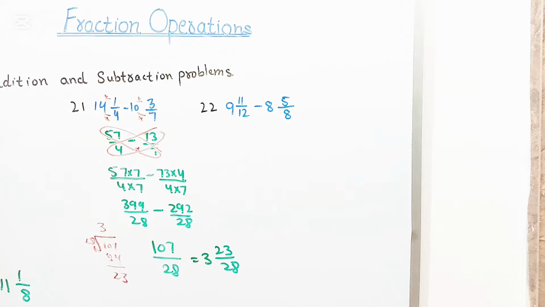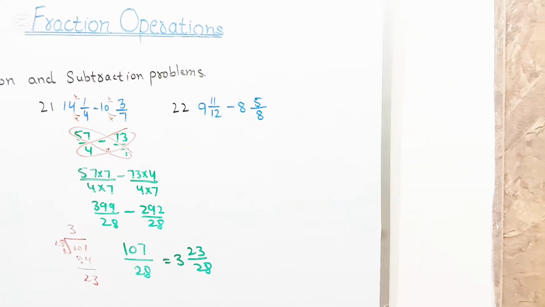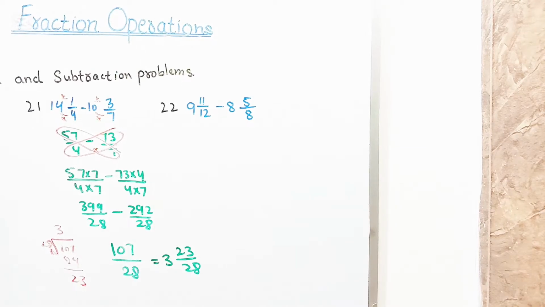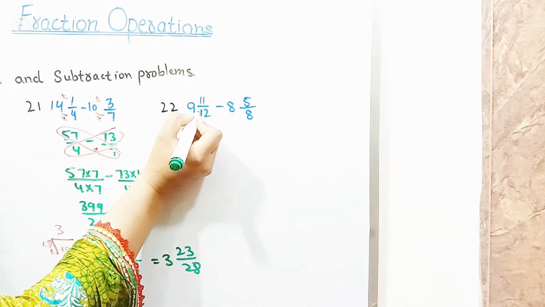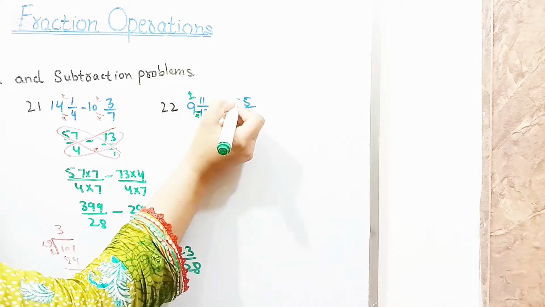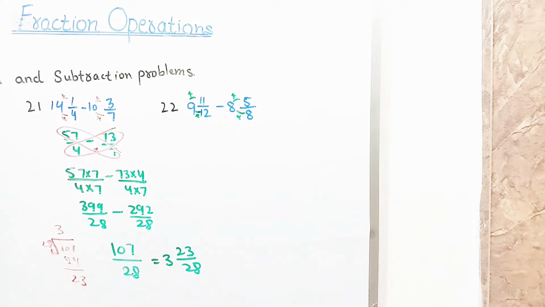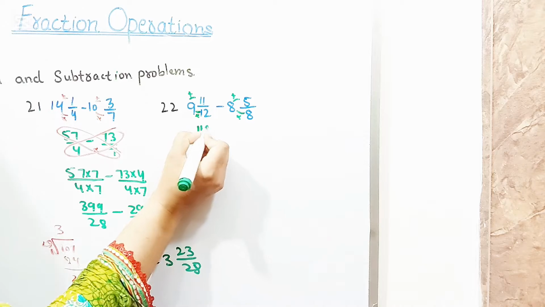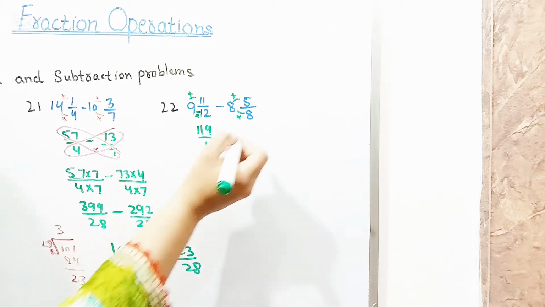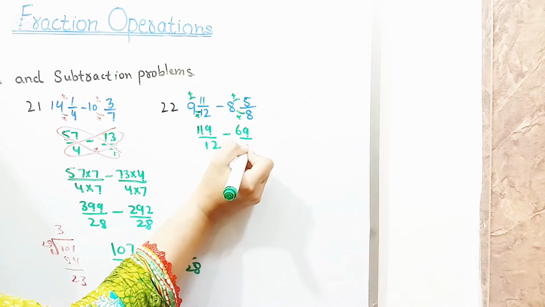Next, question number 22: 9 11 by 12 minus 8 5 over 8. We multiply and then we add. We multiply and then we add. 119 divided by 12 minus 69 over 8.